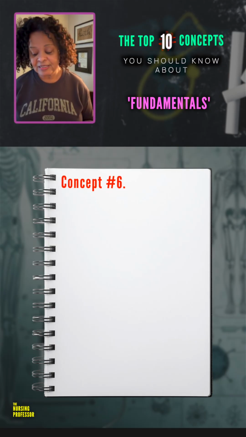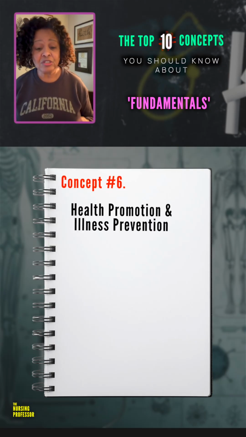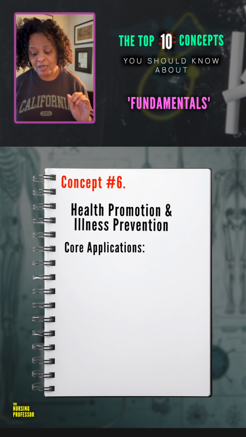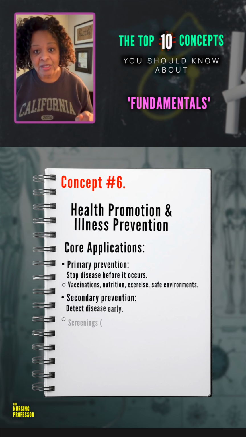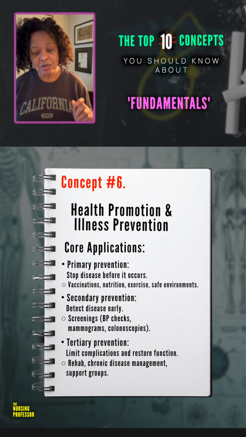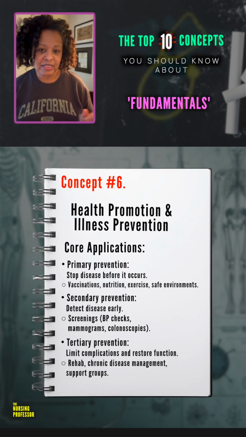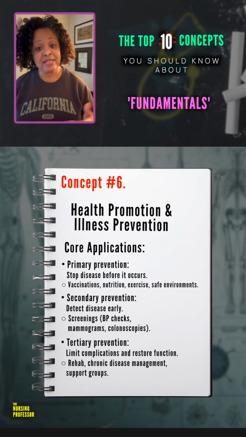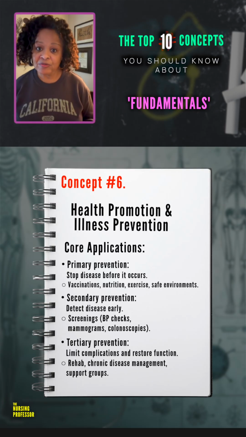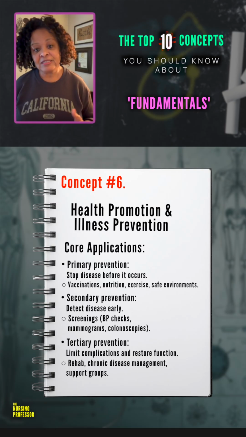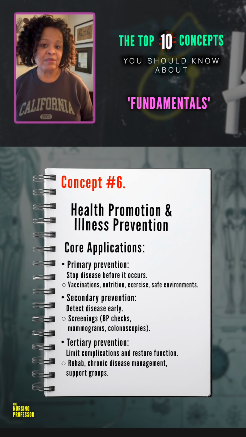Number 6 concept is health promotion and illness prevention. Remember these 3: primary, secondary, and tertiary. When we talk about primary prevention, we're talking about things like immunizations, because they help prevent disease. When we talk about secondary, we're talking about screening. So those are things like mammograms, colonoscopies, things that screen for disease. And T, or treatment, is for tertiary prevention, and that means treatment.